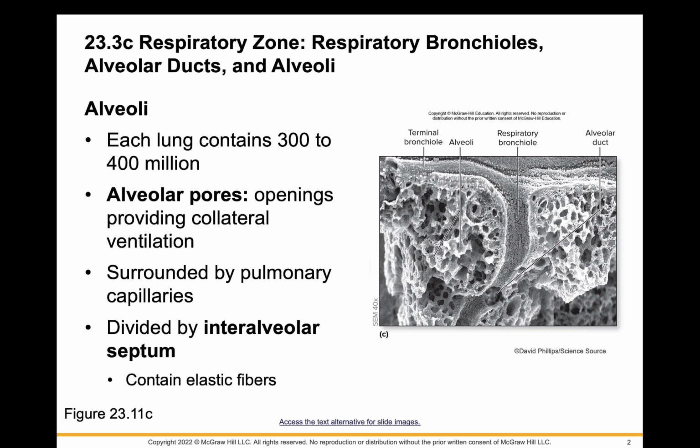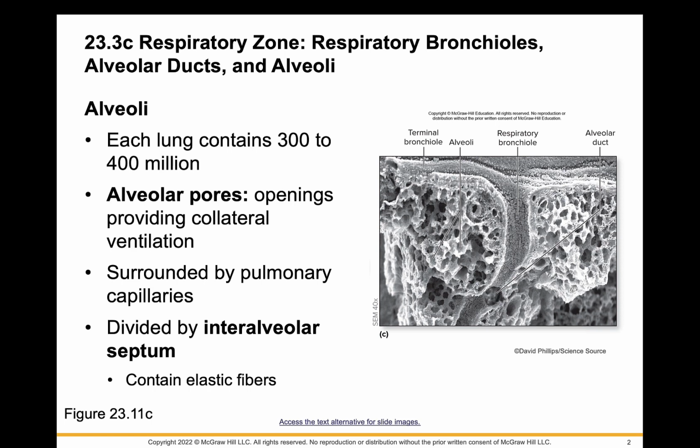Now, we're going to focus first on the respiratory zone, and the respiratory zone is made up of the respiratory bronchioles, alveolar ducts, and the alveoli themselves. When we talk about the alveoli, each lung contains anywhere from 300 to 400 million. Another structure associated with the alveoli are alveolar pores. These are openings that actually allow for collateral ventilation.